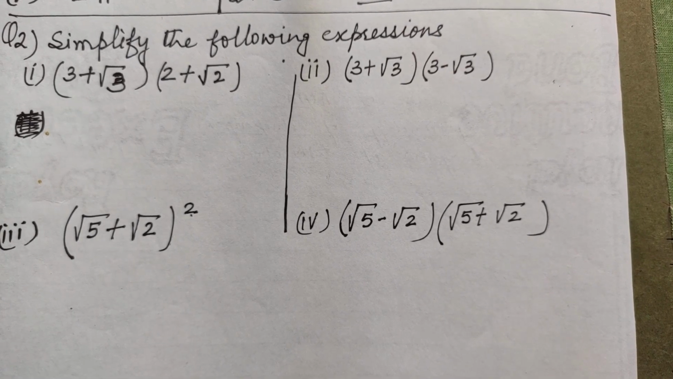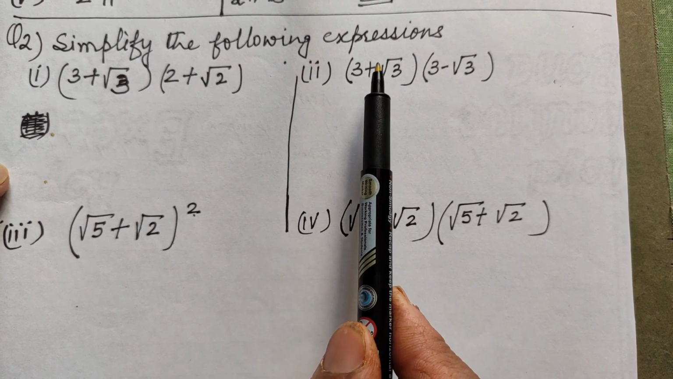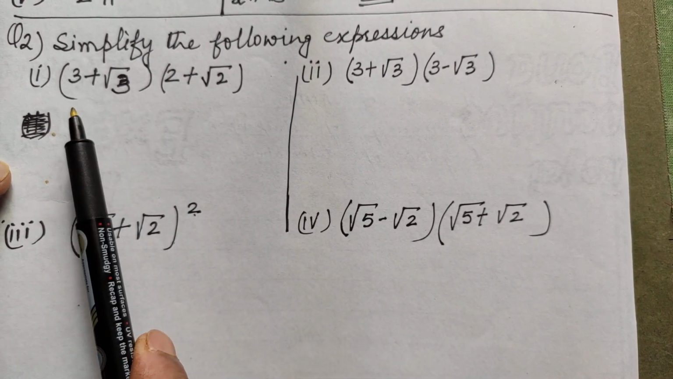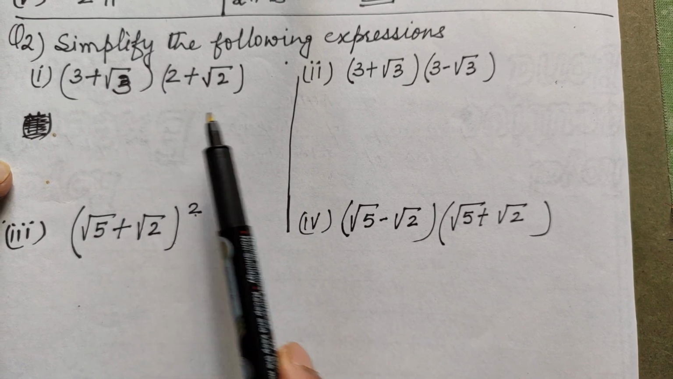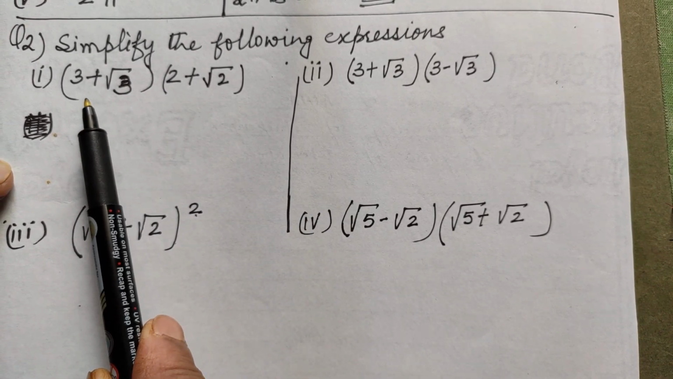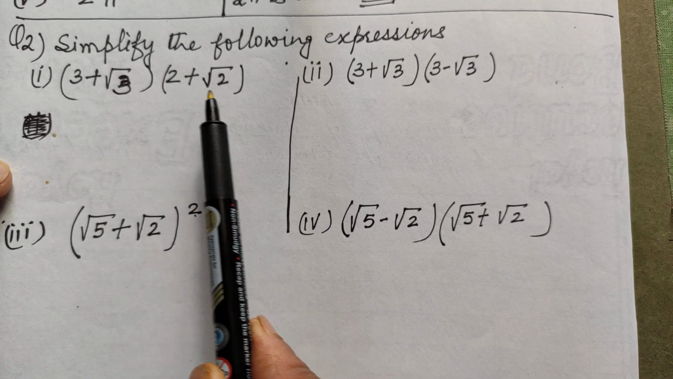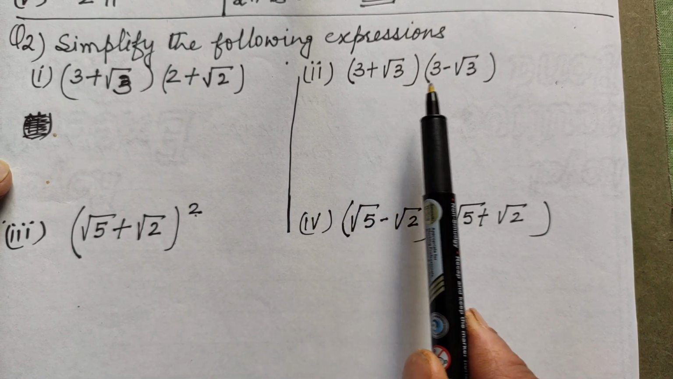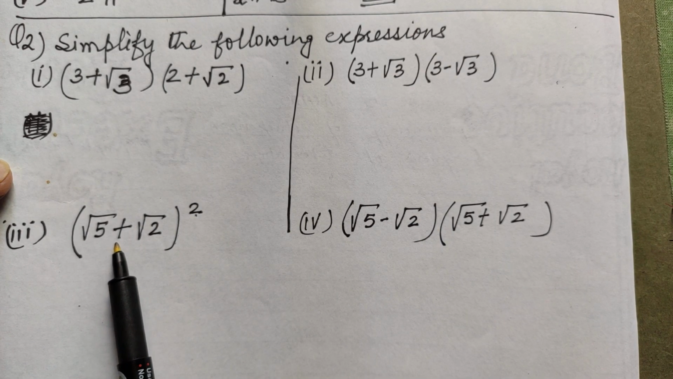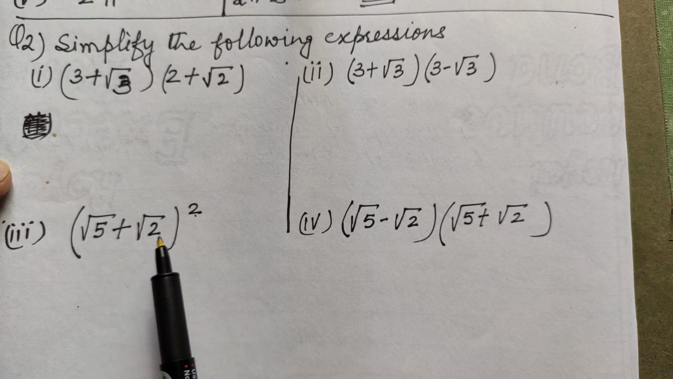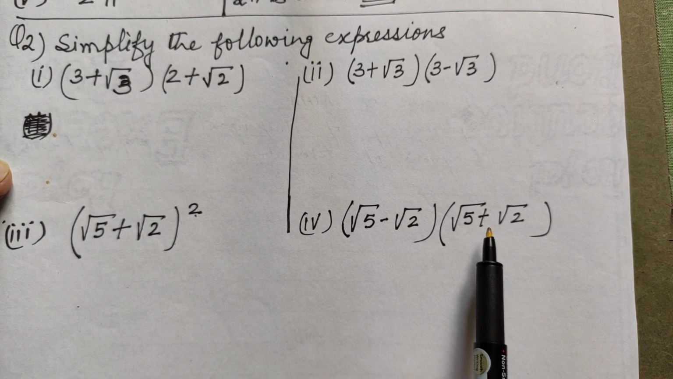Okay, here comes the second question. Simplify the following expressions. In the first attempt, you will try to identify what type of number is available in each question. See the first number, an irrational multiplied with an irrational number. Second, an irrational multiplied with an irrational. Third, an irrational number and we are squaring it. Fourth, an irrational number multiplied with an irrational number.